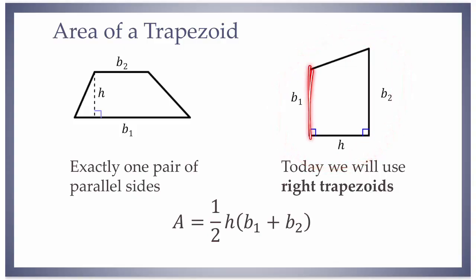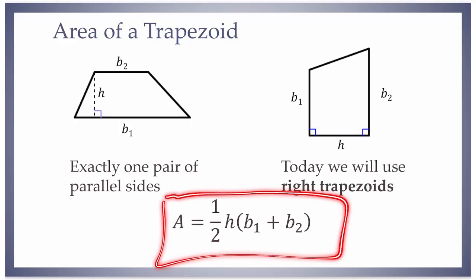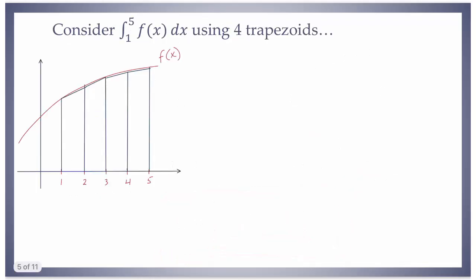So the bases are always going to be the sides that are parallel to each other, and then the height is going to be this horizontal distance between the two bases, and that's going to create a right angle to each base. And then, of course, this is the formula for the area of a trapezoid: 1/2 times the height times the sum of the bases. Let's start with this one.